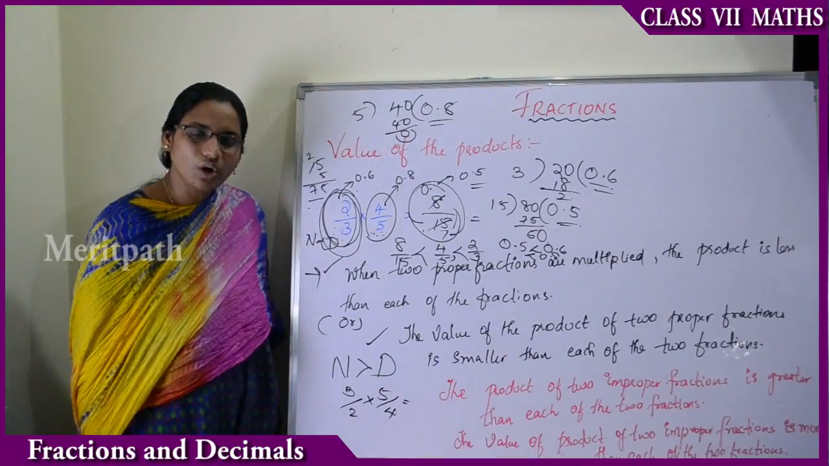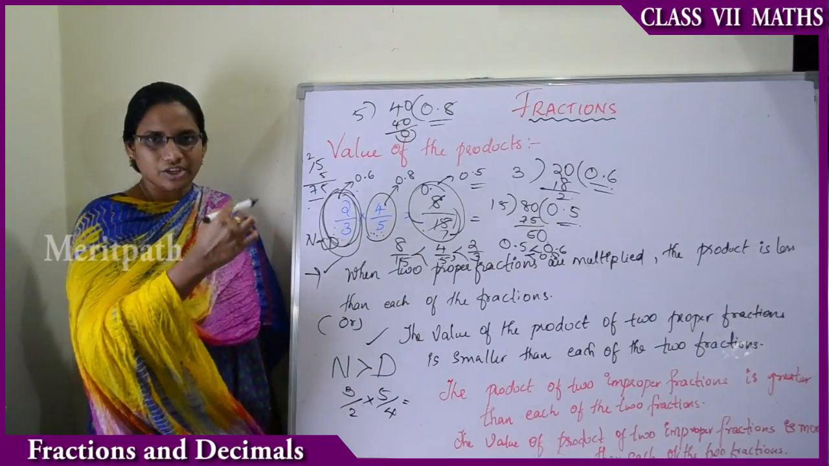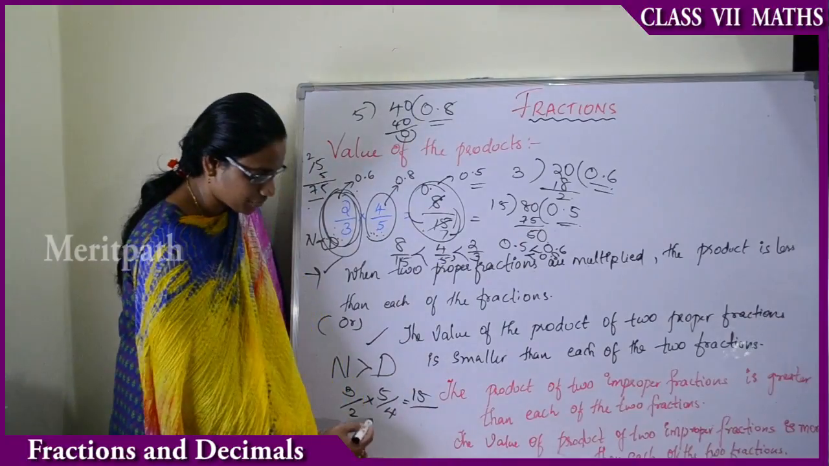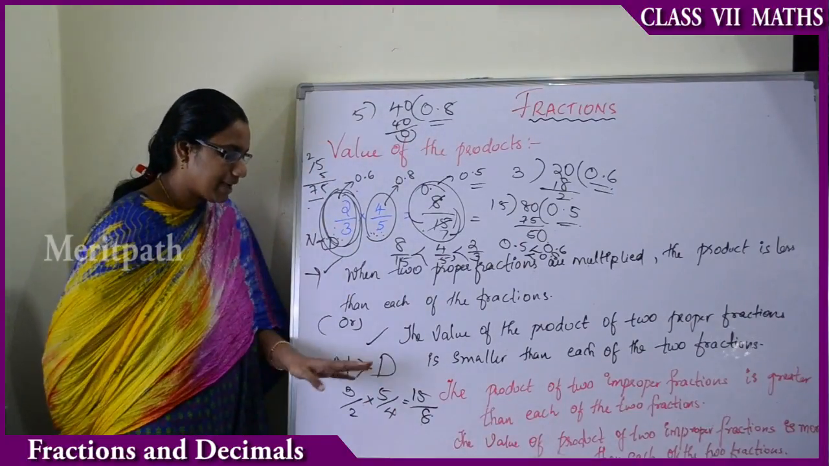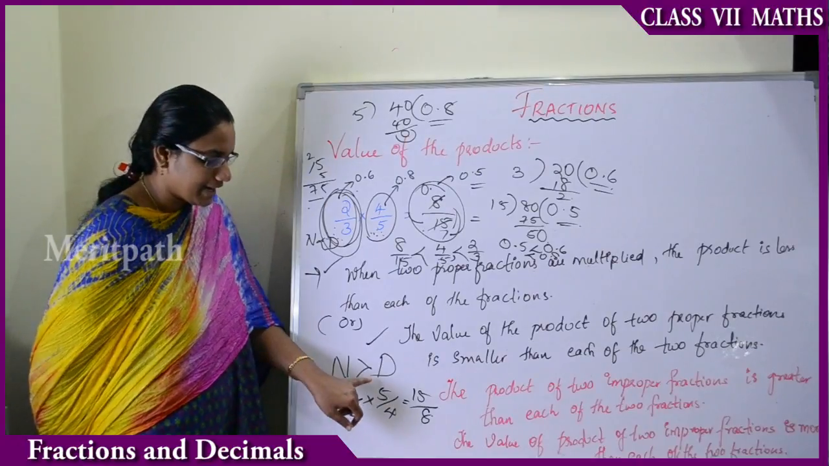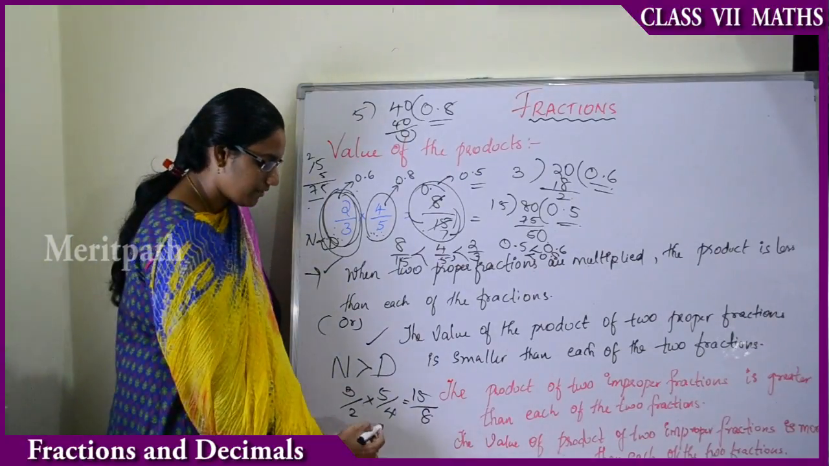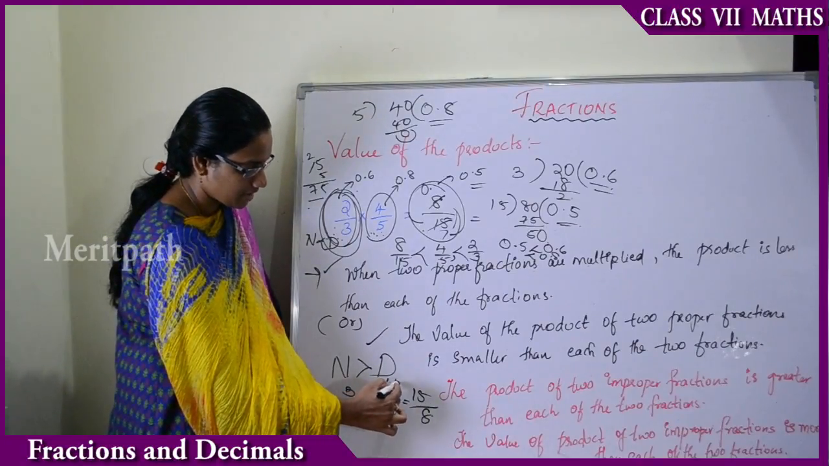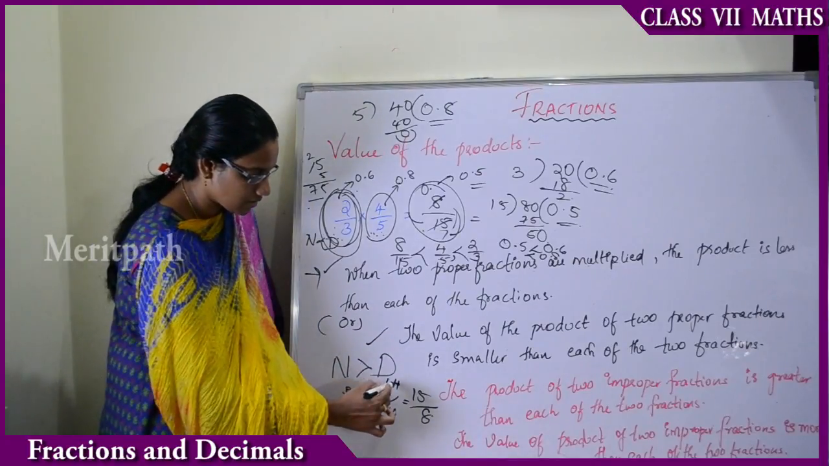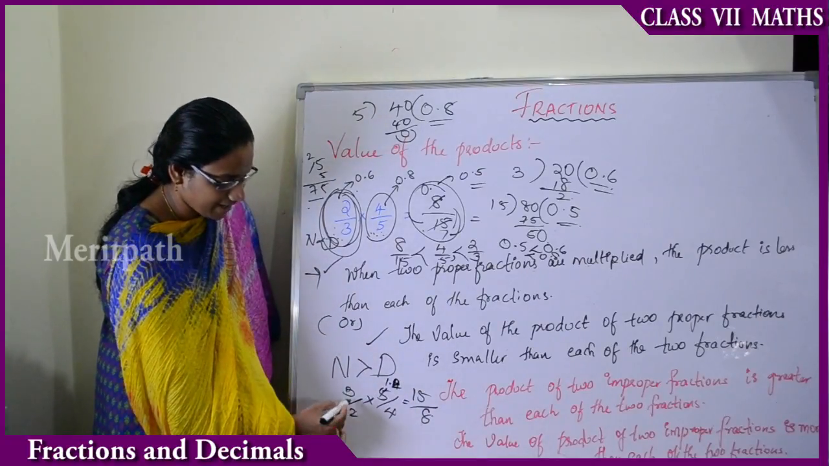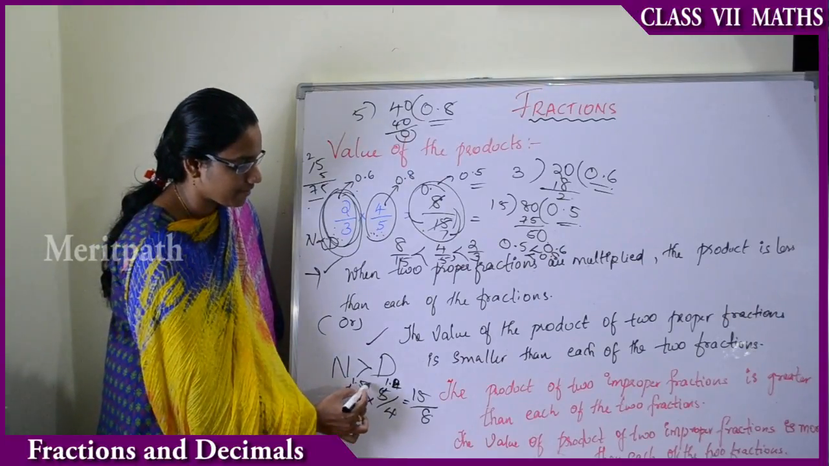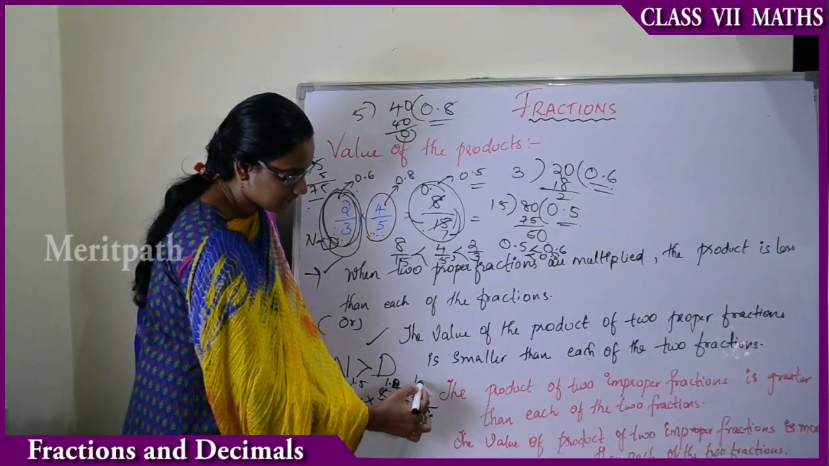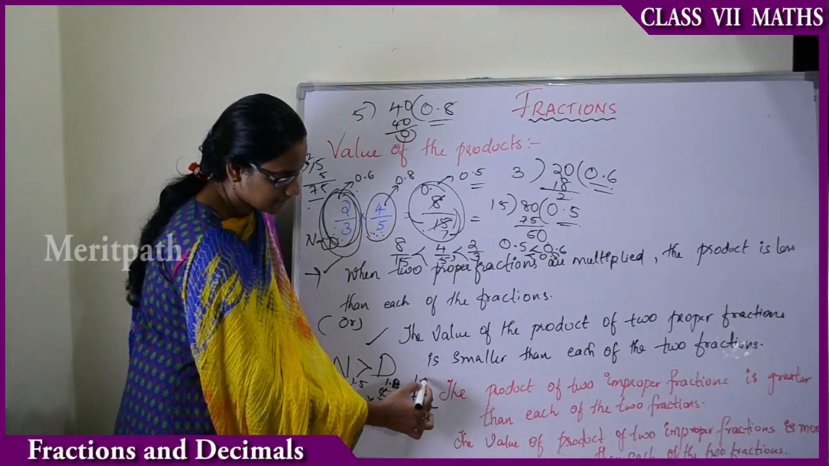Now how to multiply the fractions? Multiplying the numerators and multiplying the denominators. That is 3 5s are 15 and 4 2s are 8. See, the value of 15 by 8 is greater than 3 by 2 and greater than 5 by 4, because when we divide 5 by 4 we will be getting 1 point something, sorry, 1.25, and while dividing 3 by 2 we will be getting 1.5, and while dividing 15 by 8 we will be getting around 1.7, something like that.